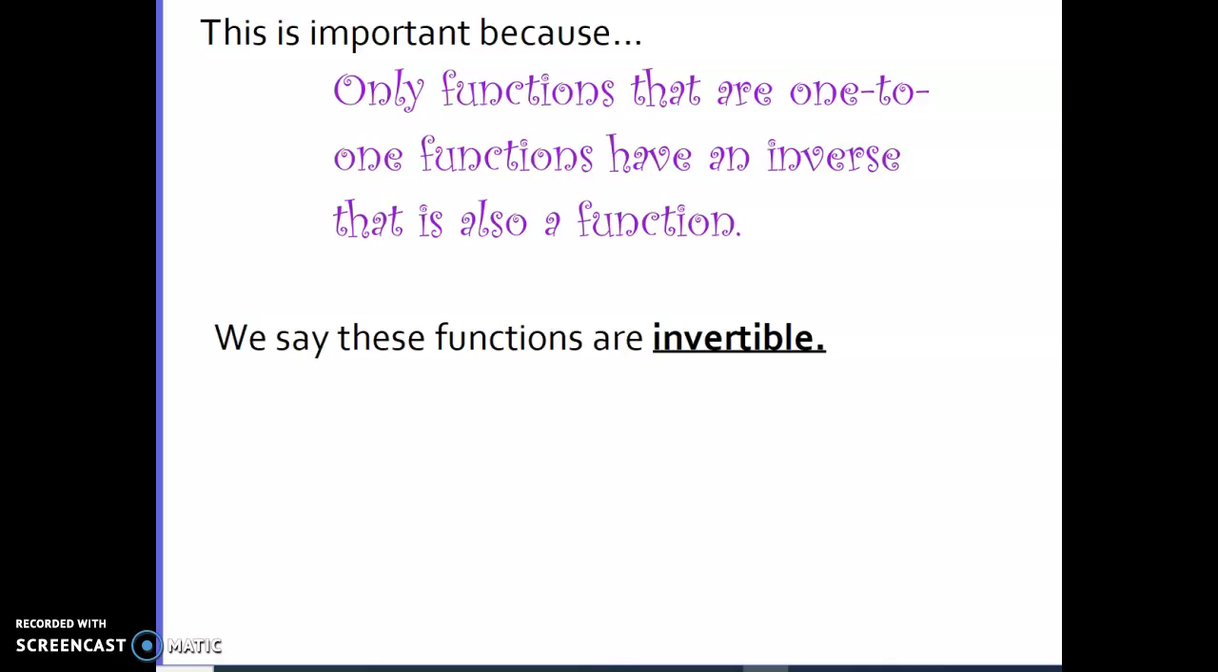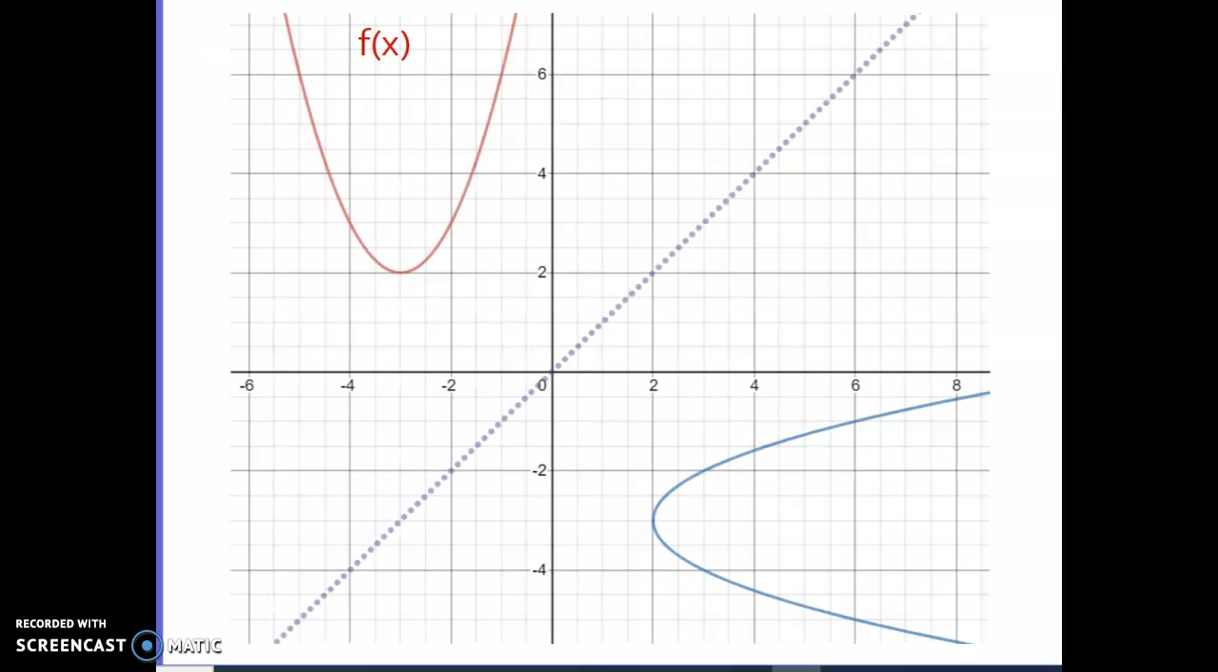So for some of the ones you guys have been doing in Delta Math, when you find the inverse and it is not a function, it doesn't mean that those things are not the inverse of the original. What it means is that the inverse you get is not a function. So let's look at some examples of that.